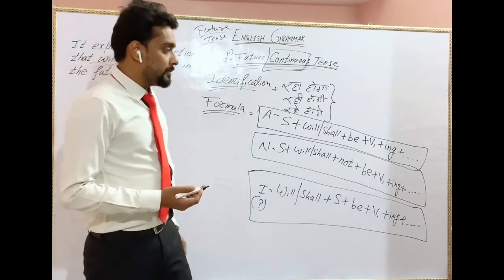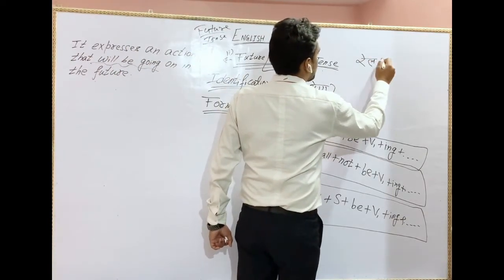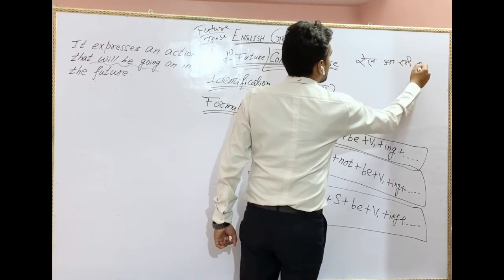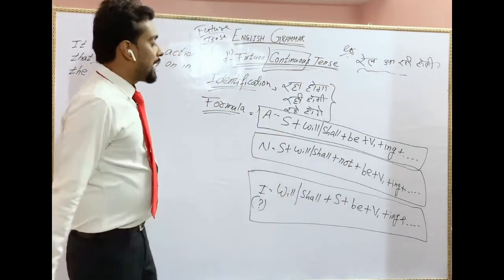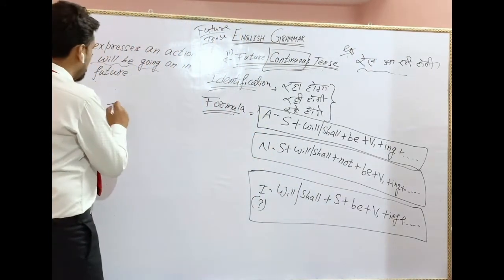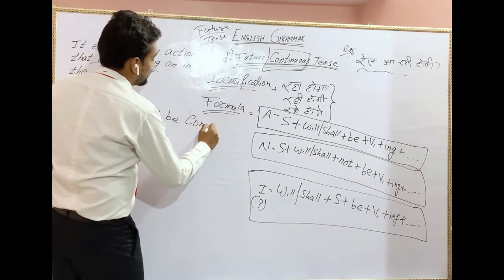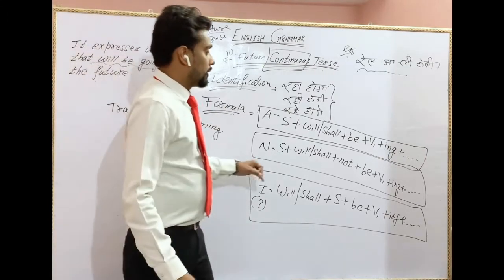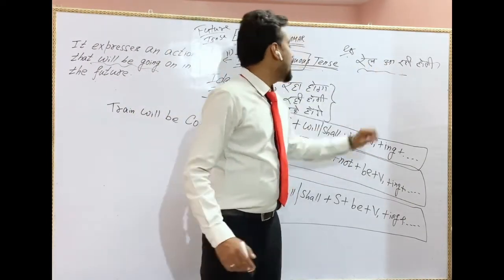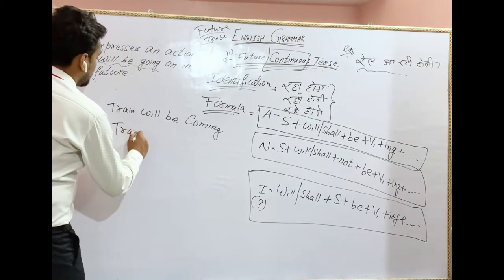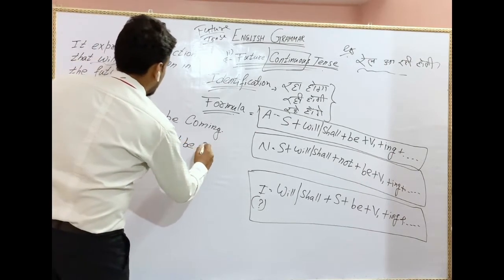Now let's check some examples. रेल आ रही होगी. Okay, example, रेल आ रही होगी. So train will be coming. Okay. Next is negative. रेल नहीं आ रही होगी. So, train will not be coming.